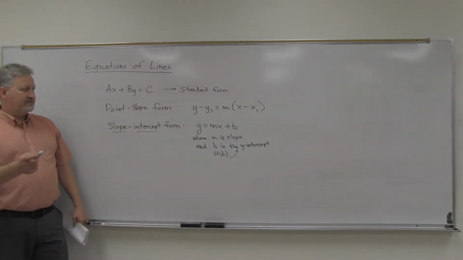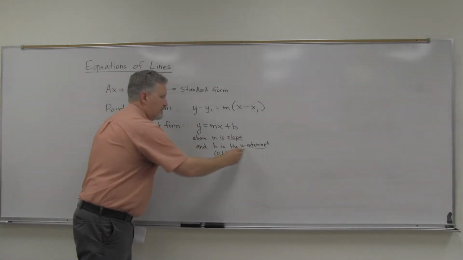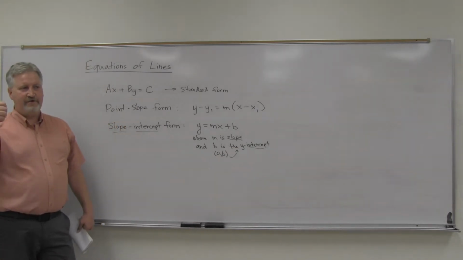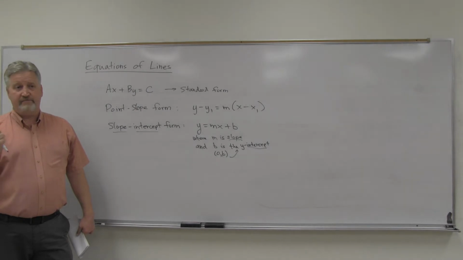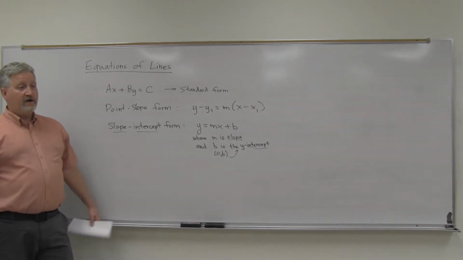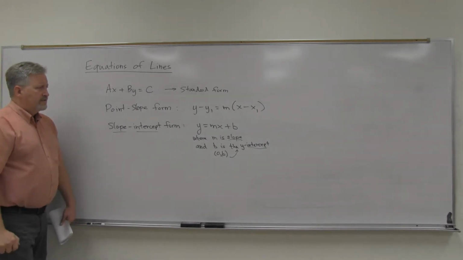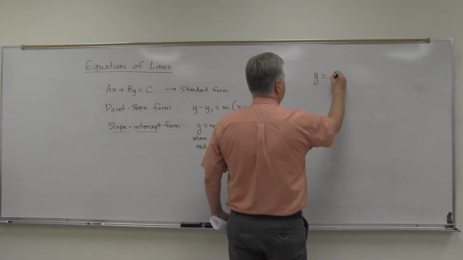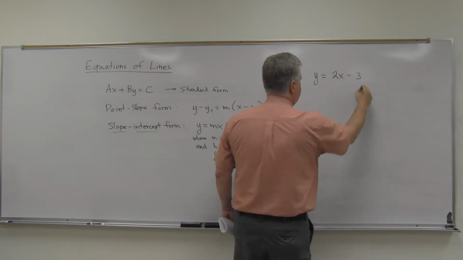So that's why it's called slope intercept, right? Because that's the information it gives. It gives you a slope, and it gives you the y-intercept, not the x, but the y-intercept, right off of the equation. All right, so for example, y equals 2x minus 3.